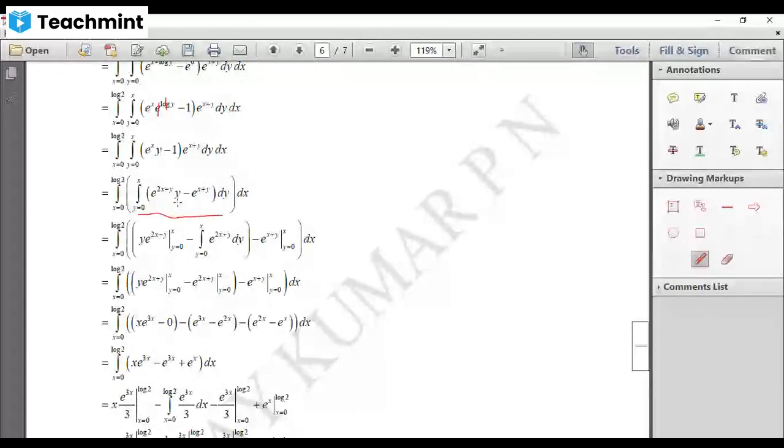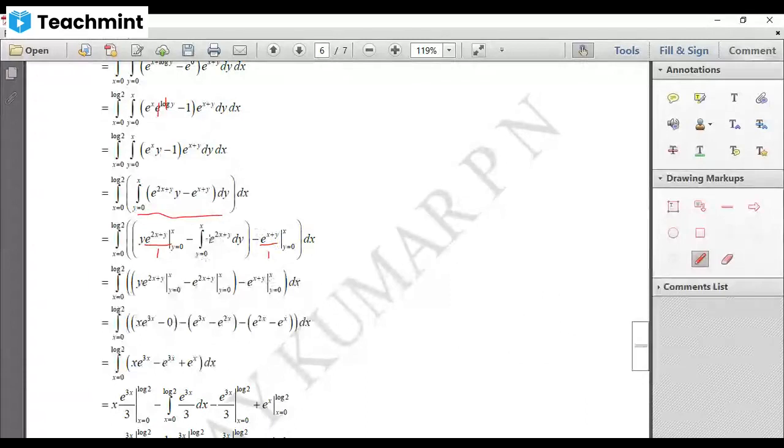So keep y as it is. The integral of e to the power of 2x plus y is e to the power of 2x plus y divided by the coefficient of y, which is 1, minus this integrated answer into the derivative of y, which is 1. Minus, what is the integral of this? E to the power of x plus y divided by, here what is the coefficient of y? 1, because we are integrating with respect to y, right? Your x is constant.